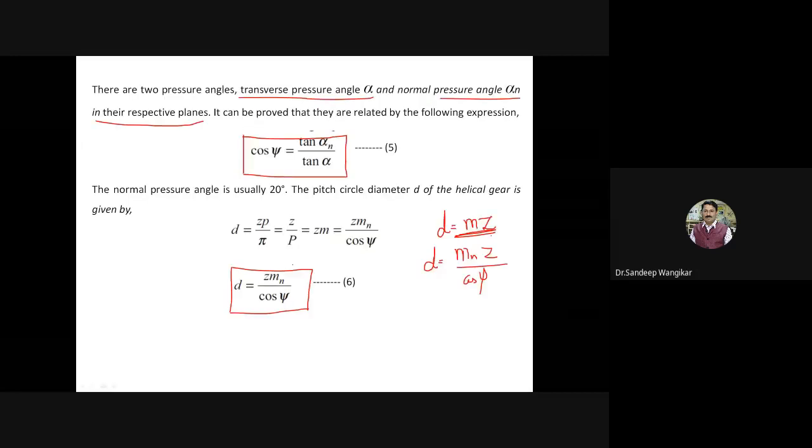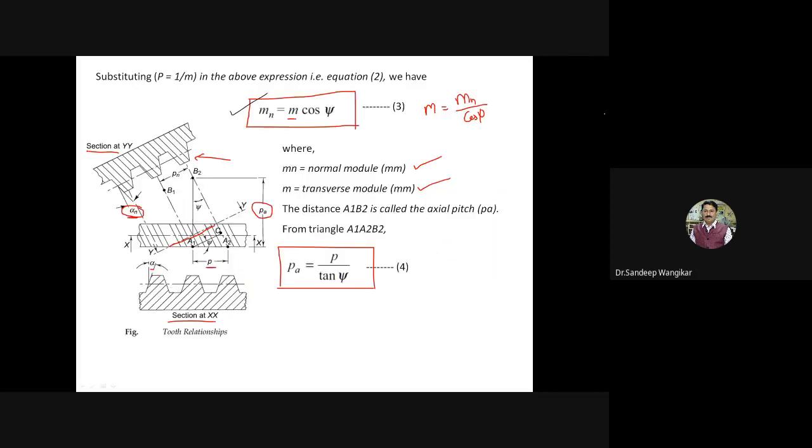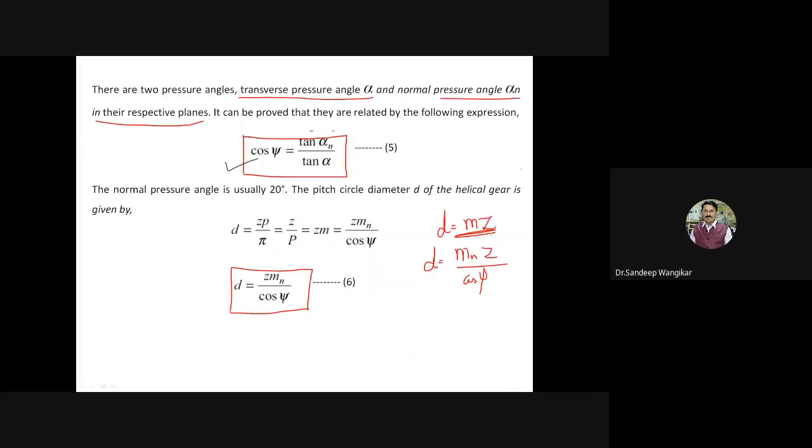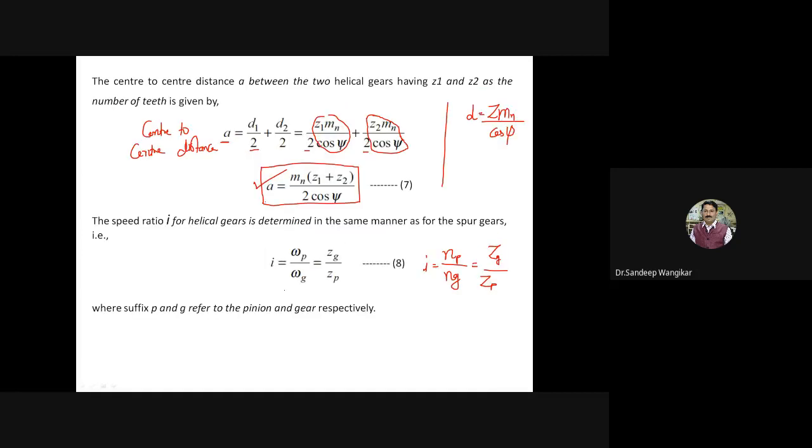Then there are two pressure angles. Alpha n is the normal pressure angle, and alpha is the transverse pressure angle. The relation between these two can be expressed as cos of psi is equal to tan of alpha n divided by tan alpha. Then for the diameter, generally we use the relation D is equal to mz. Substituting m as mn by cos psi, you get the pitch circle diameter is equal to z mn by cos psi.